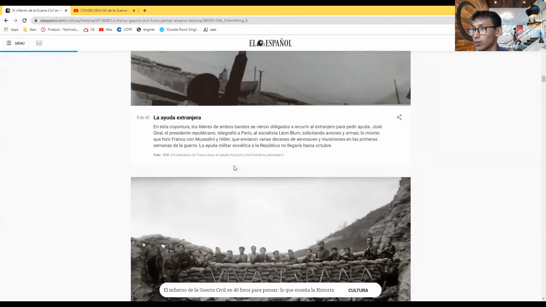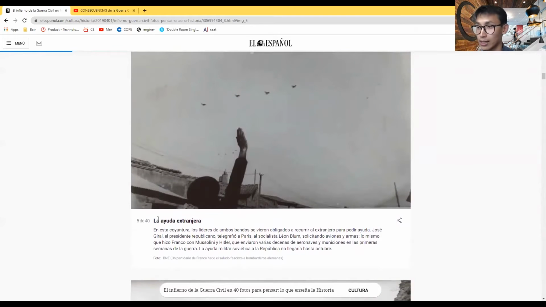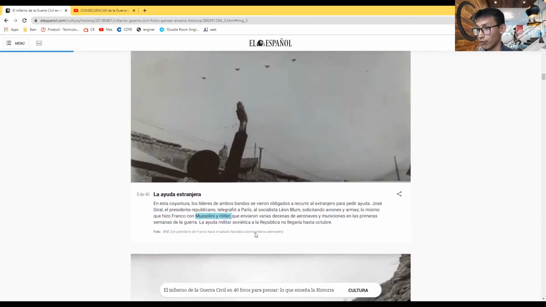So a few ones I want to show you. For example, this one is the participation of other countries. On Franco's side, you have Mussolini and also Hitler, so Italy and Germany. And on the Republican side, you have Mexico and the Soviet Union that supported them. And then they also had something called La Brigada Internacional. It was a group of different countries that sent troops to support the Republican governments.